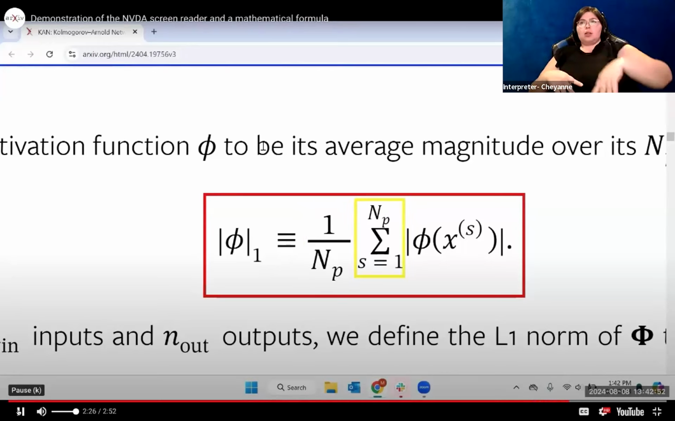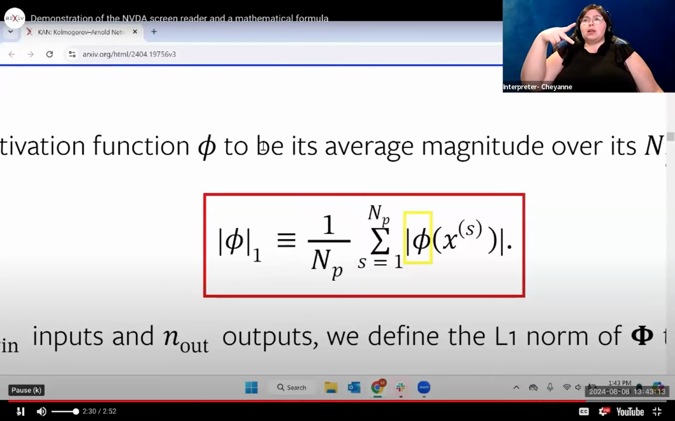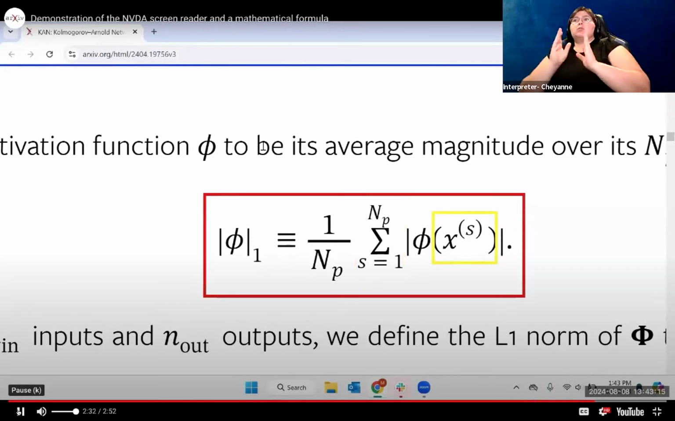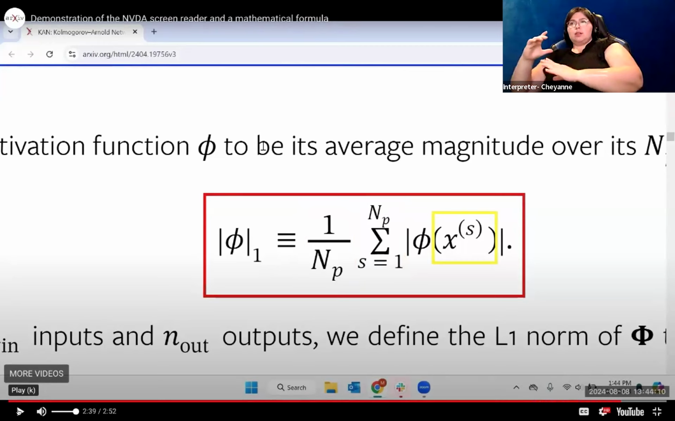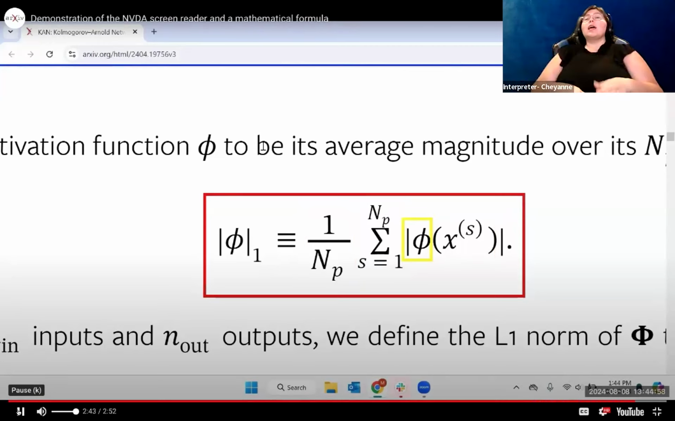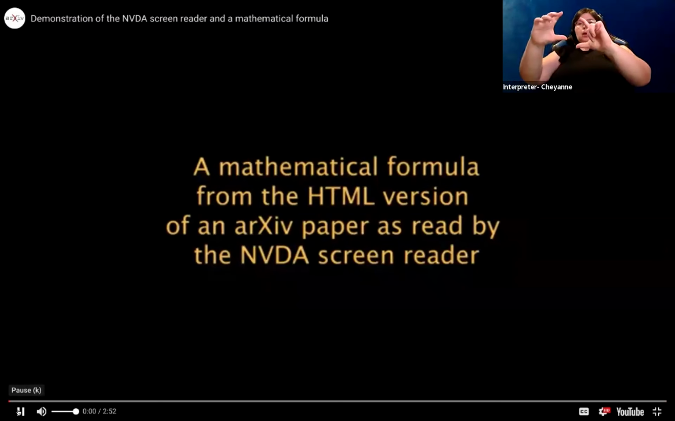Now moving on. Sum from s equals 1 to n sub p of the absolute value of phi open paren x raised to the open paren s close paren power close paren. Let's hear the last part again. The absolute value of phi open paren x raised to the open paren s close paren power close paren. A mathematical.